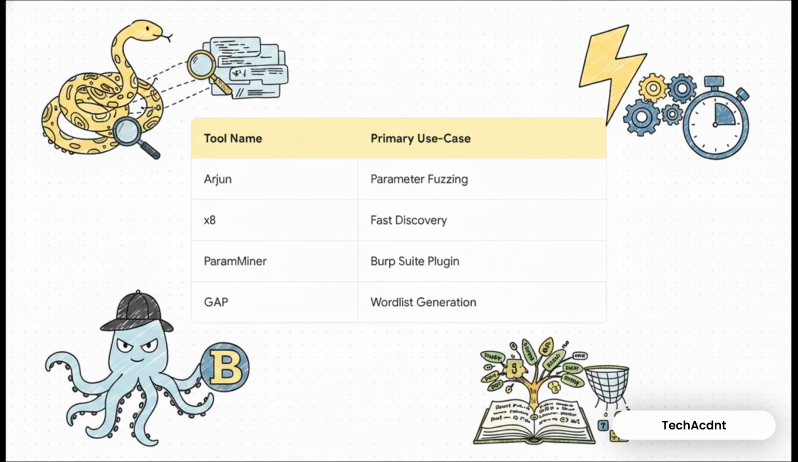For the heavy hitters, you've got Arjun, which is a fantastic Python-based tool for general parameter fuzzing across different content types. If you need blazing, ridiculous speed, x8 is written in Rust and will fly through your lists. If you prefer to stay right inside your proxy, Param Miner is an essential active plugin for Burp Suite. And GAP, or Get All Params, is brilliant not just for discovering parameters passively, but also for automatically generating custom word lists based entirely on your target's specific responses. Knowing exactly which instrument to pull from your toolkit is half the battle.